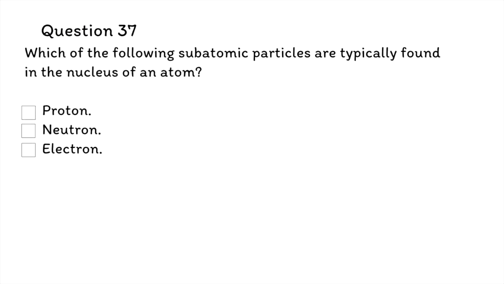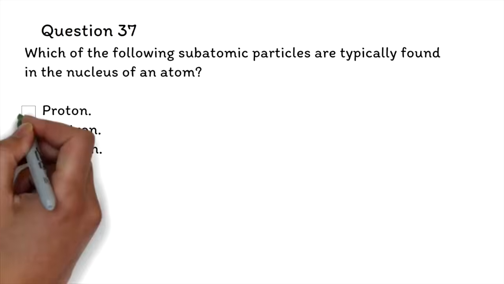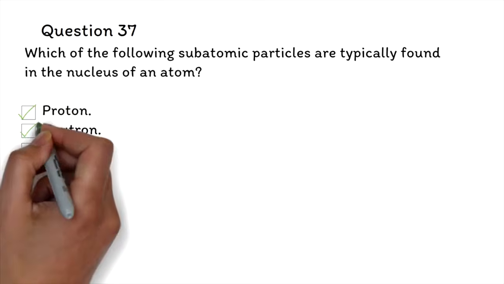Question 37. Which of the following subatomic particles are typically found in the nucleus of an atom? Proton, neutron, electron. The correct answer is proton and neutron.